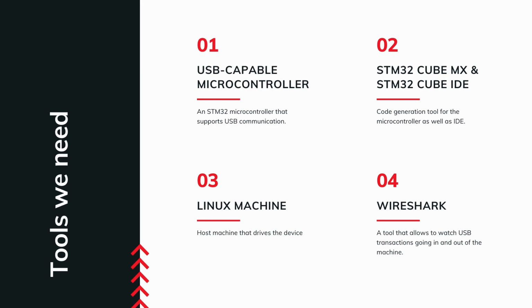This Linux machine needs to be using some monitoring software to see actual USB requests and the device's responses. I'll be using a program called Wireshark. This program is primarily used for watching network traffic and it does not support USB out of the box, so we'll need to load a module called USB Monitor or USB Mon for short.